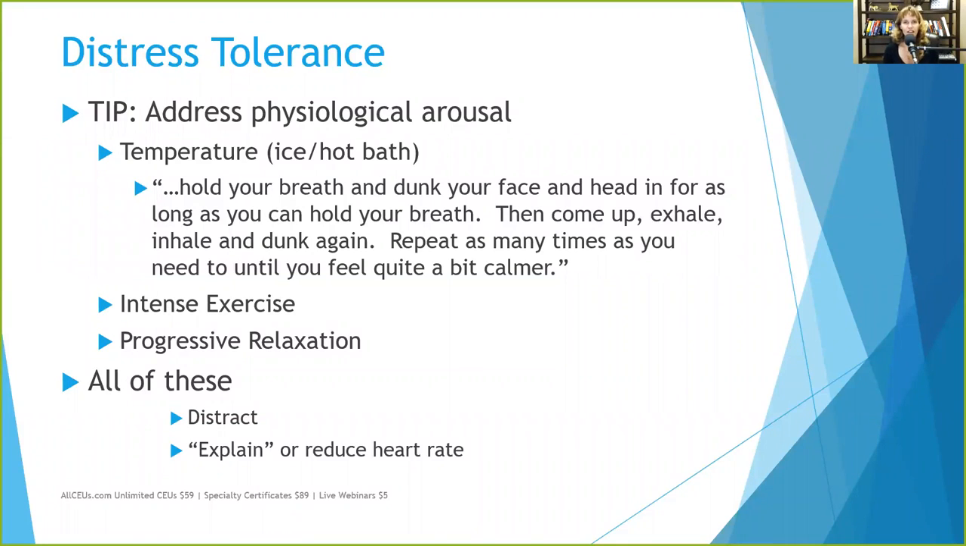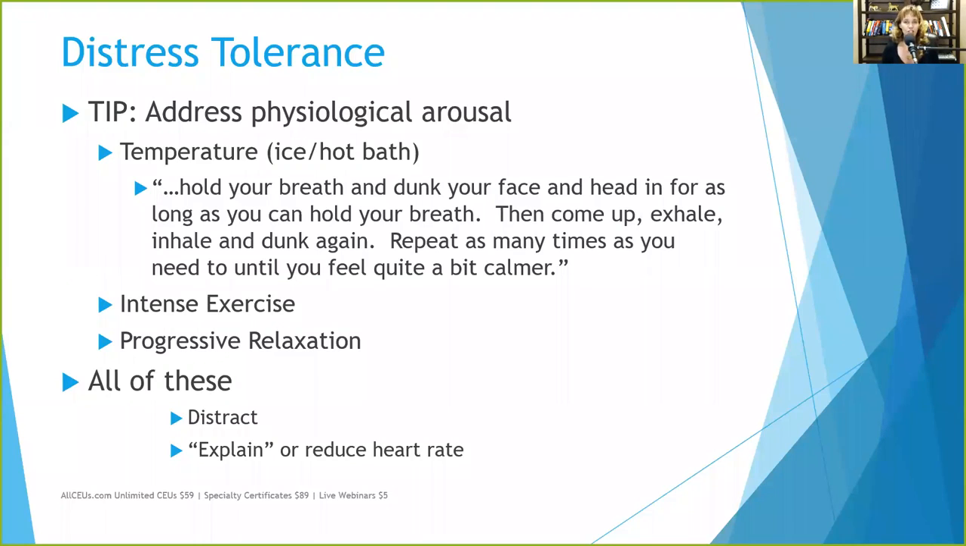So distress tolerance, and we're going to talk about a lot of acronyms here. Acronyms are really important in DBT because it helps clients have sort of a drop back and punt.